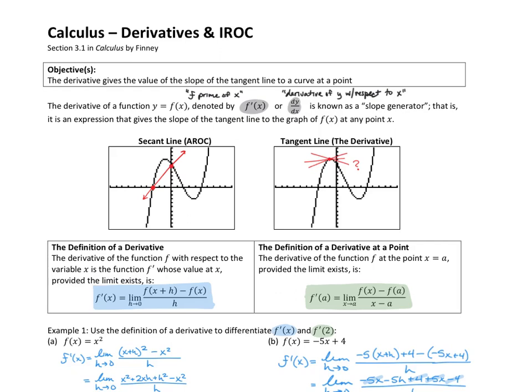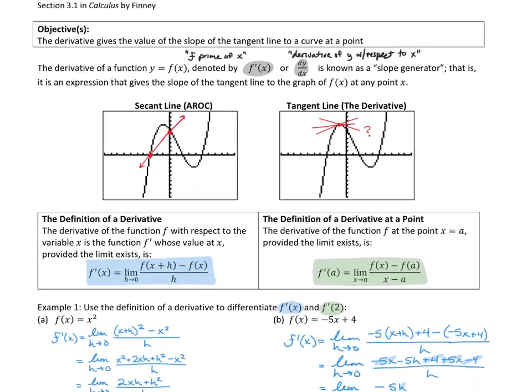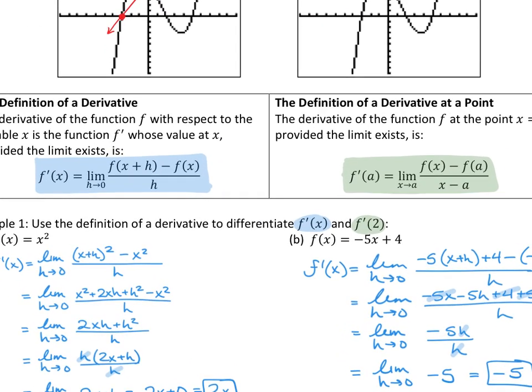So again, last class we started learning about the derivative, which is the slope generator function. We learned about the definition of a derivative, which are these two limit statements. The one that's blue should give you an equation. The one that's green should give you a number. It gives you the slope at a particular point.